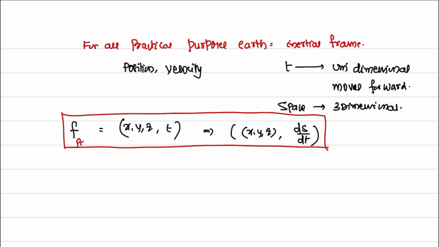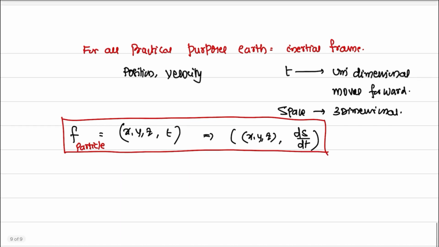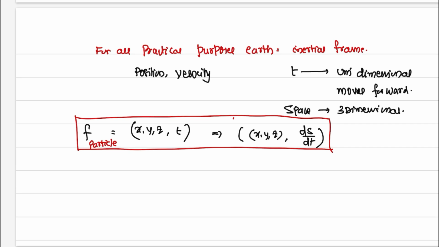A particle's position can be understood by knowing its coordinates. But by knowing its coordinates, we cannot say anything until we know the time. Yes, at this particular point of time it is there. In the next nanosecond or microsecond, the position may vary. Hence, we should know the rate of change of position also. These 4 things we should know.